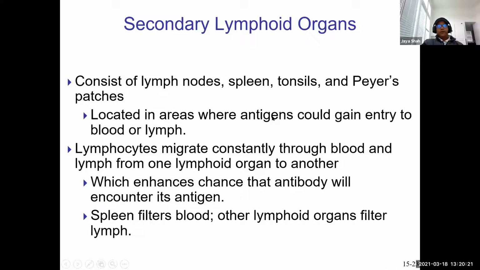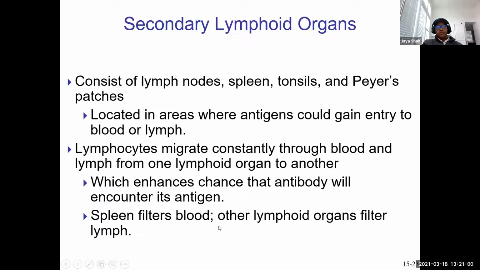So what are the secondary lymphoid organs in our body? They are lymph nodes, spleen, tonsils. Tonsils are the lymph nodes inside your throat. Peyer's patches are the submucosal lymph nodes lying under the mucous membrane in your respiratory tract, genital tract, and urinary tract, and all the lymphocytes migrate there and then mature.